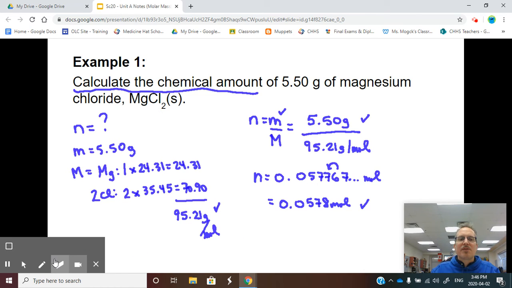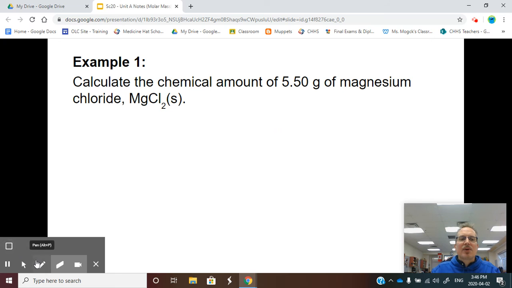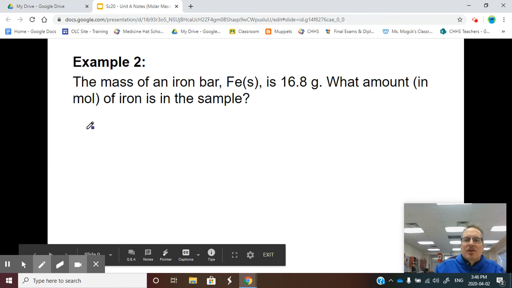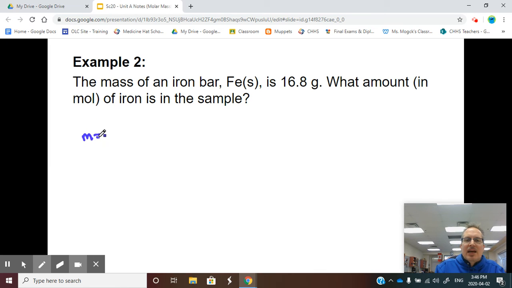What I would do if it was me is I would pause the video, do question number 2 for yourself, stop, start the video again, check your answer with me, and then we'll move on to question number 3. So in the question, the mass had a value of 16.8 grams. We are trying to find what amount in moles. So we again are trying to find n.